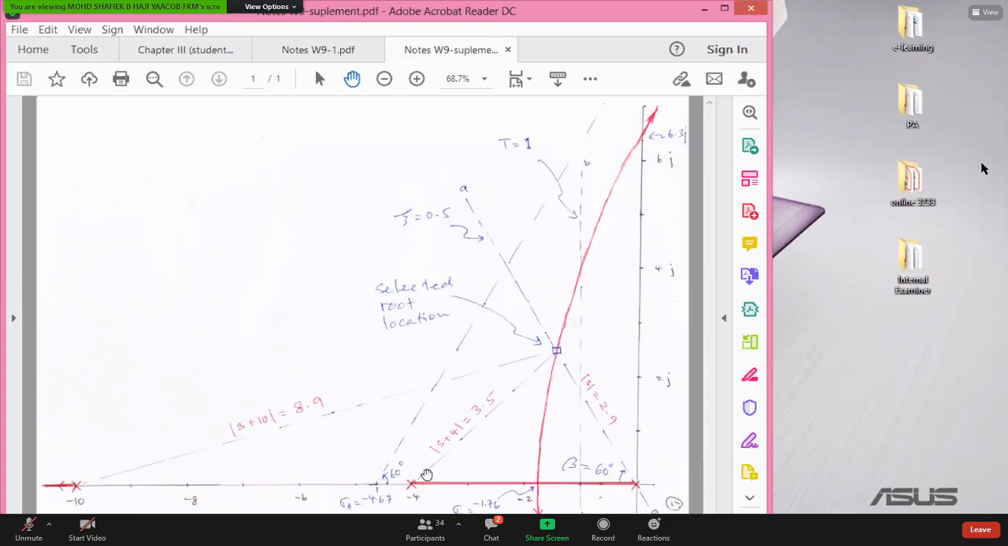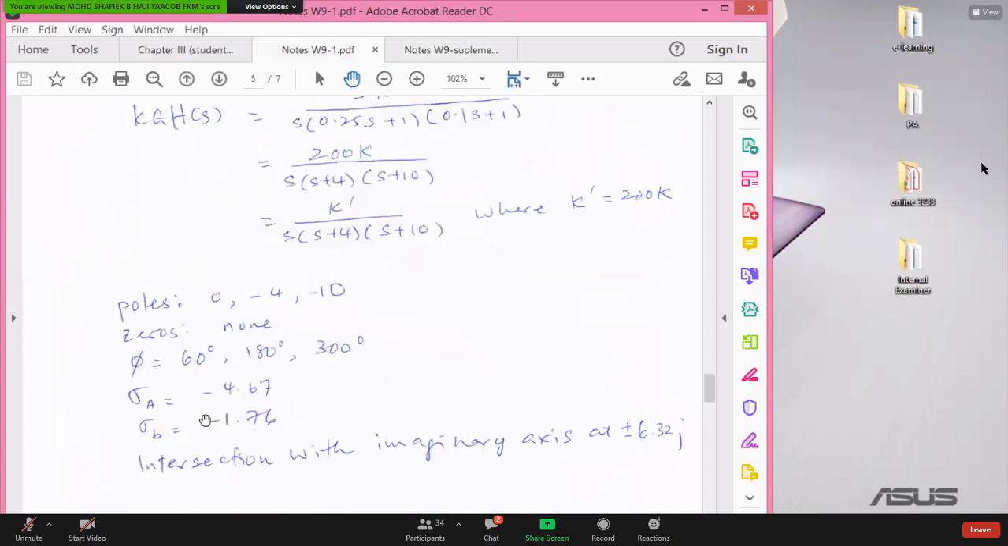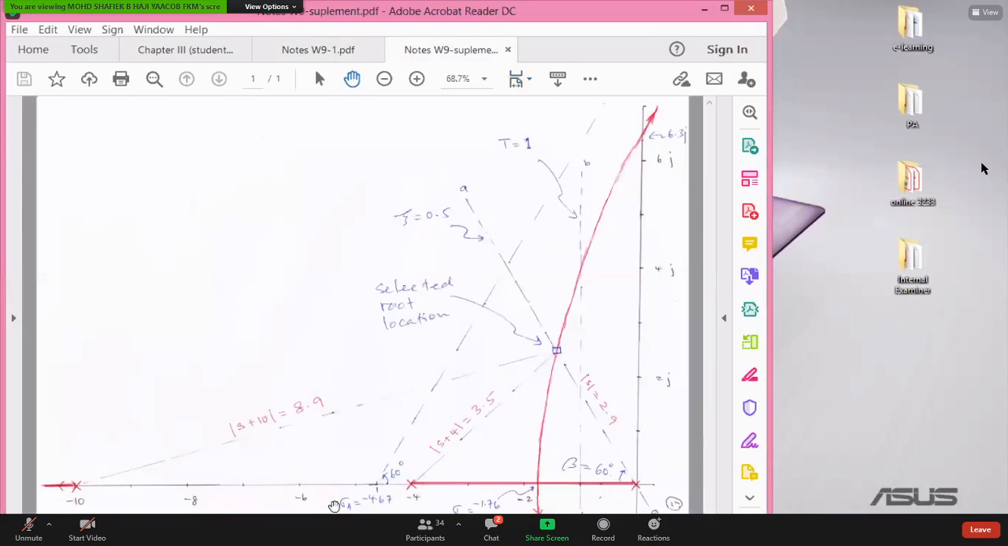But we can now draw the asymptote lines. So the intersection of the asymptotes is at -4.67. Every asymptote line is going to go through that point, -4.67. So the first asymptote angle is at 60 degrees. So you measure 60 degrees and draw a straight line through the point -4.67, which is the intersection of the asymptotes.